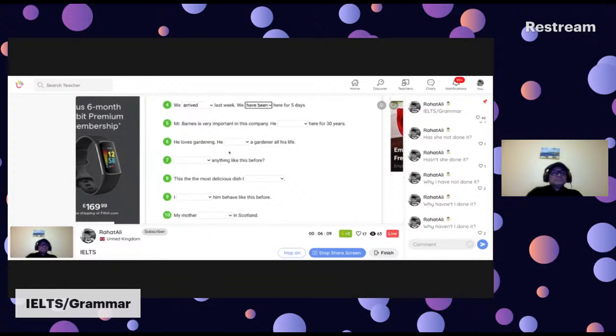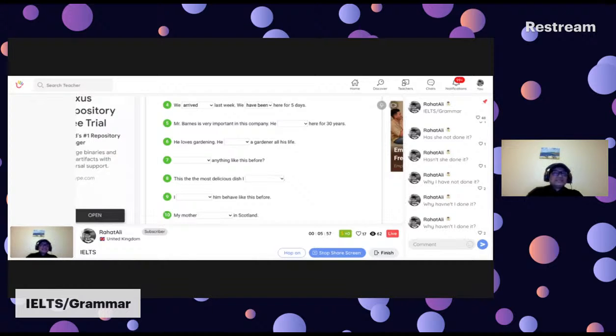Next one. Mr. Burns is very important in this company. So he worked here for 30 years. He has worked here for 30 years. What is the answer, guys? It could be confusing. Remember that once an action starts in the past and 30 years, that means the 30 years not finished yet, which means it should be present perfect.